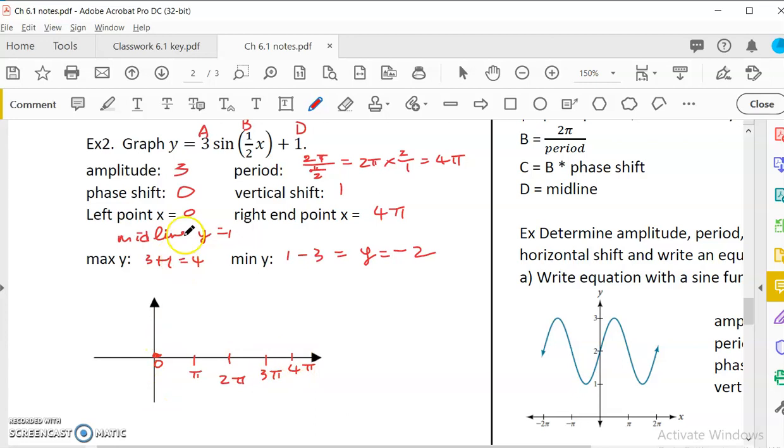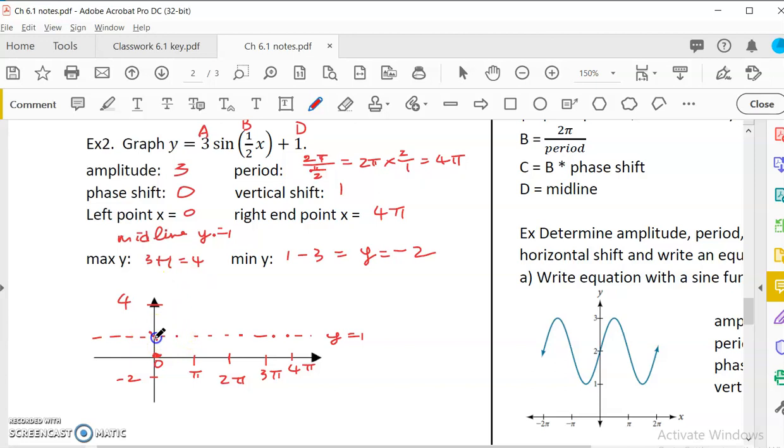Now I have to do not 3 and -3, but 4 and -2, because the vertical shift makes my midline 1. So I'll do a midline of 1, right? And then I'll have up 3, so this is 4. It's not very to scale. And then down to -2. 4 and -2. So now I'm ready to graph. There's no reflection, so it's a sine graph.